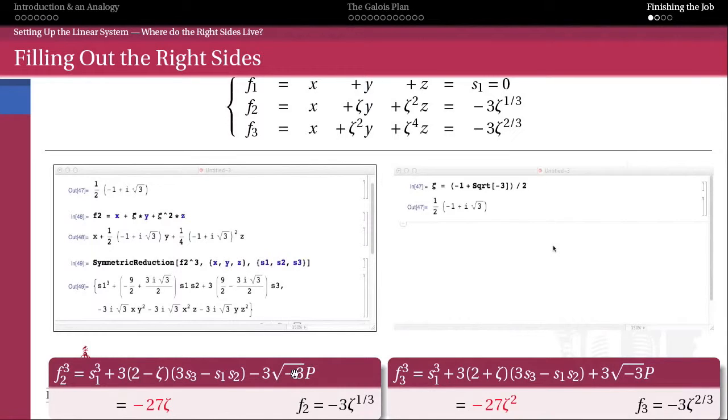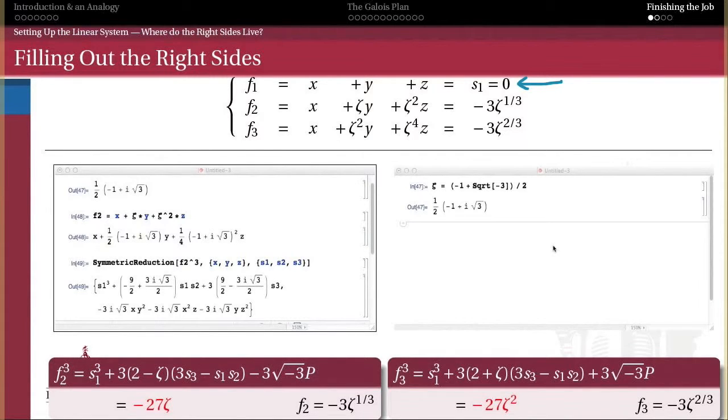So that explains the appearance of this p term in our final reduction. We can do the same thing for f3 cubed in a completely analogous fashion. So where are we at this point? We have three linear equations in the unknowns x, y, and z. The first of these was just x plus y plus z. This was the choice of the cube root of unity equal to 1.